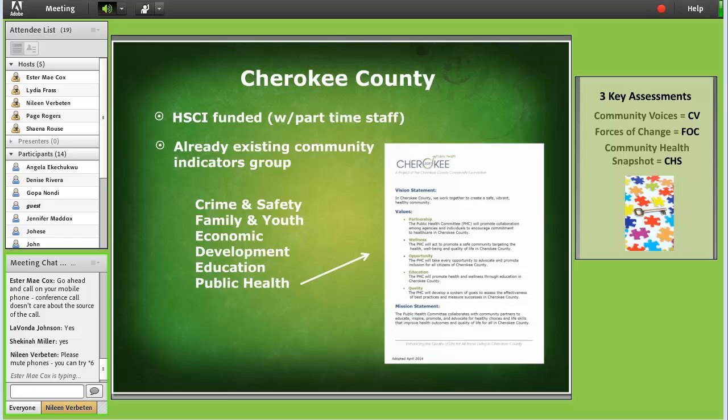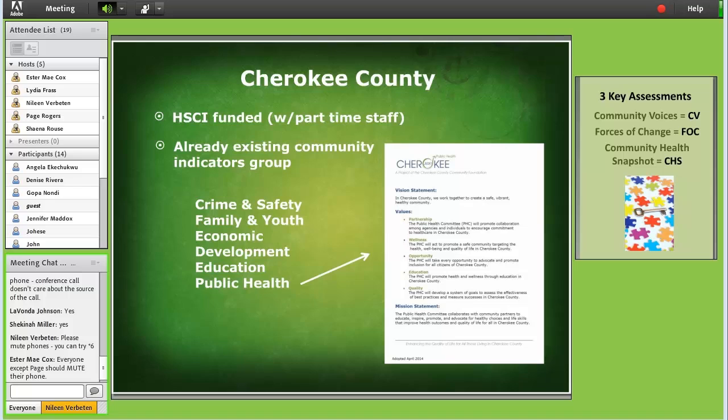So you can see there the categories that they focused on, and public health was one of them. So through that public health committee is where we facilitated this process. And so in the middle of doing all this assessment, we've also had conversations, and we've been able to identify a vision and some values and a mission statement.